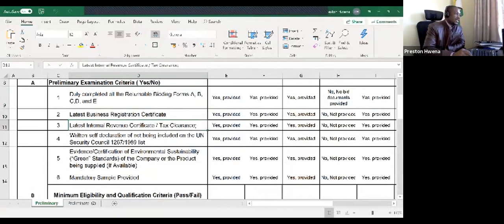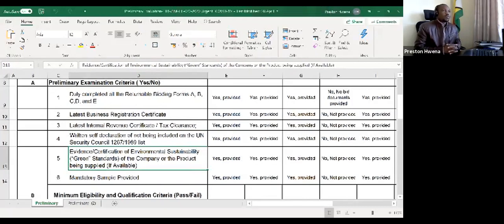So we are looking at your business registration certificate, your tax clearance, written self-declaration. Then we are also looking at your evidence of environmental sustainability. As UNDP, we are also promoting going green. This is the reason why we are now moving to the e-tendering platform, so that there's limited printing and carbon footprint. So we also expect our bidders to be moving towards some sort of environmental sustainability in their practices or in their business environment.